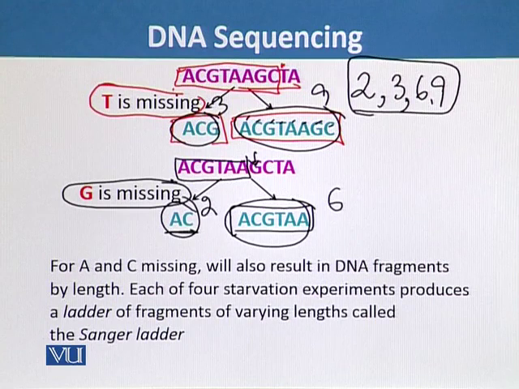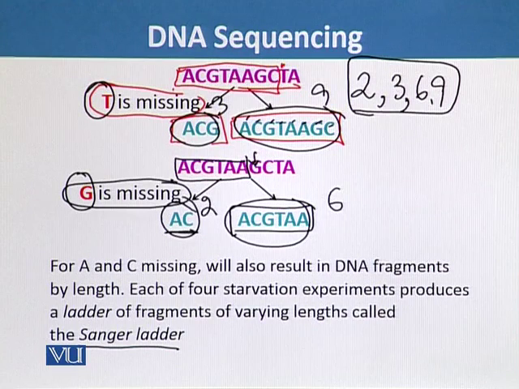By using this technique, fragments of different sizes can be obtained, and each of the 4 starvation experiments produces a ladder of fragments of varying lengths. These are called the Sanger ladder. Later, Sanger found chemicals called dideoxynucleotides that could be inserted in place of adenine, thymine, guanine or cytosine and cause the growing DNA chain to end.